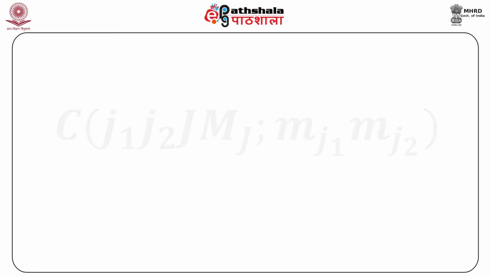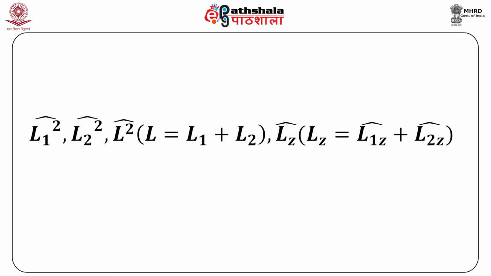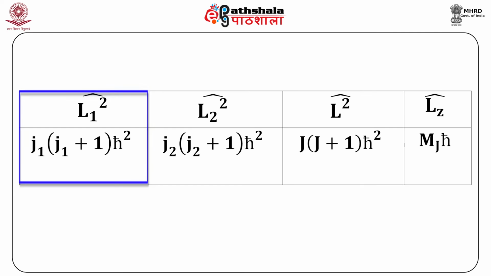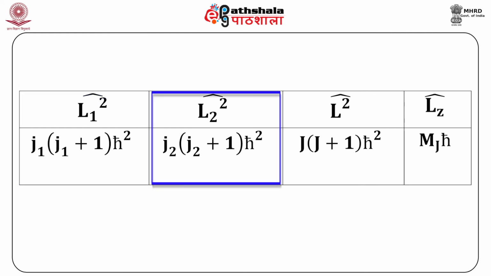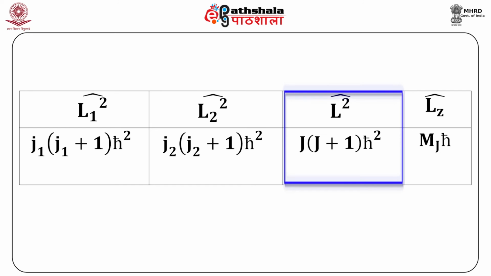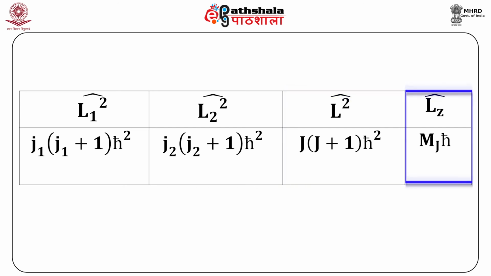The functions |j1, j2, J, Mj⟩ are eigenfunctions of the commuting operators L1², L2², L² and Lz with the following eigenvalues. L1² has eigenvalues j1(j1+1)ħ², L2² has eigenvalues j2(j2+1)ħ², whereas the eigenvalues of L² are J(J+1)ħ², and for the Lz component of the 2-electron system the eigenvalue is represented by Mj.